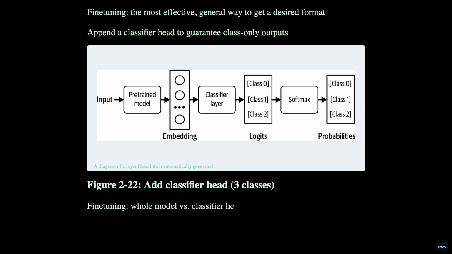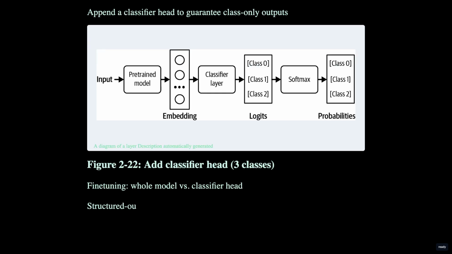You can fine-tune either the entire model end-to-end or only part of it, such as the classifier head. End-to-end fine-tuning typically requires more compute and memory, but often gives better performance, while training just the head is faster and cheaper. We use special methods because current models often struggle to produce exact, structured formats by themselves.